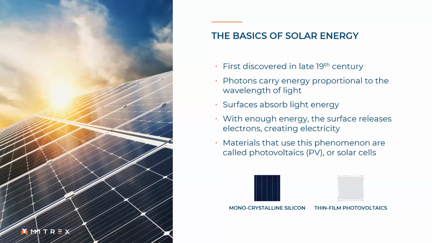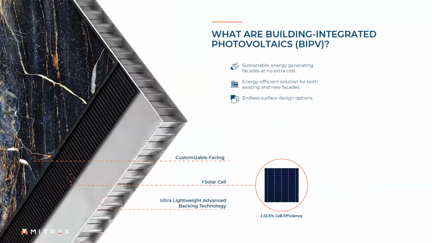So the basics of solar energy, very simple. First discovered in the late 19th century. Photons carry energy proportional to the wavelength of light. So what happens is surfaces absorb light energy, and with enough energy, that surface releases electrons, creating electricity. So materials that use this are called photovoltaics, right? PV or solar cells. And there's two types of cells: monocrystalline silicon and thin film photovoltaic. So what exactly are they?